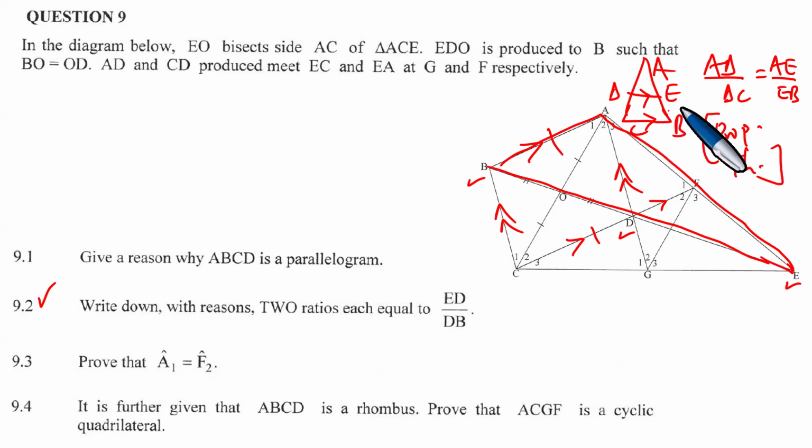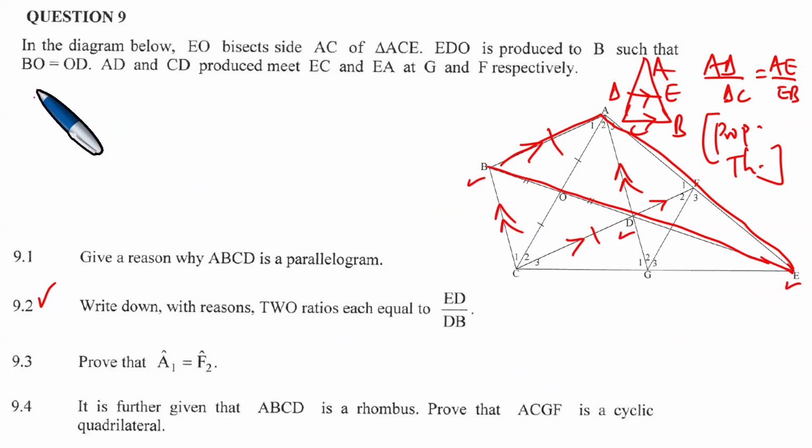If you see a line parallel to one side of a triangle, then it divides the other two sides in the same proportion. So if you have a triangle like this, you say AD over DC is equal to AE over EB. Watch this, because that is the rule we want to use. The examiner wants us to use it here in 9.2. They are saying write down, with reasons, two ratios each equal to ED over DB. So ED over DB.